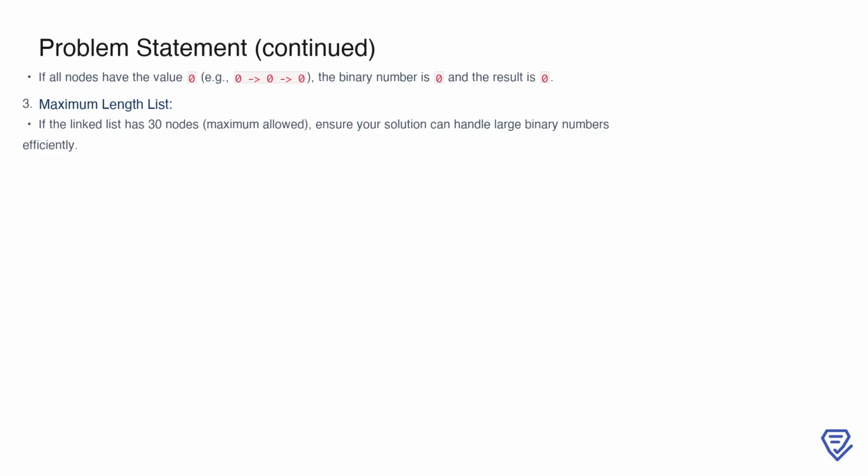There are a few constraints and edge cases to keep in mind. First, the linked list will always have between 1 and 30 nodes, and each node will contain either a 0 or a 1. The binary number will never have leading zeros unless the entire number is 0, which is represented by a single node with the value 0. For edge cases, if the linked list contains only one node, the binary number is equal to the value of that node, as we just saw. If all nodes have the value 0, the binary number is 0, and the output is also 0. Lastly, for the maximum case where the linked list contains 30 nodes, your solution needs to handle the conversion efficiently, as the binary number can represent a very large decimal value.